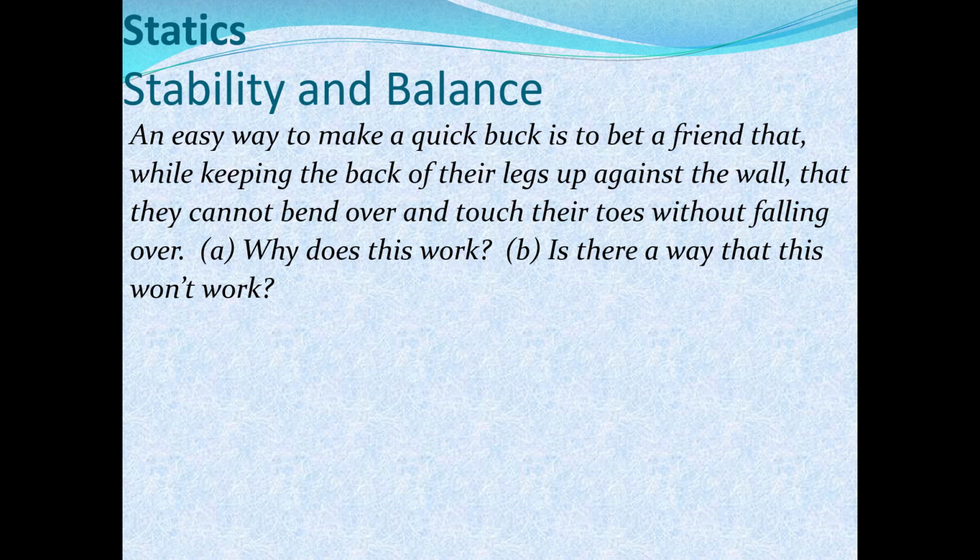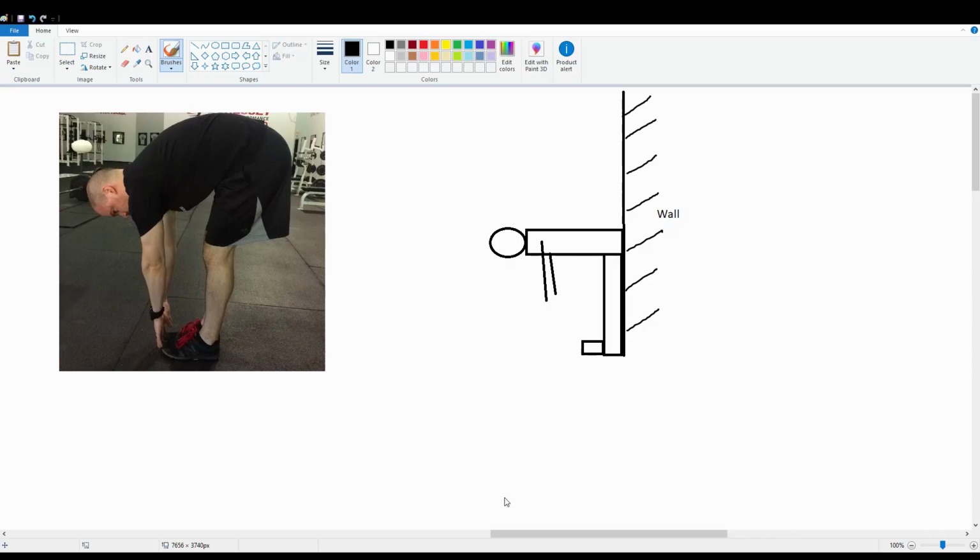So the reason this works is because humans actually have our center of gravity around the middle. So here's my perfect little drawing of a person. So this is the top part of the person, this is their legs, and this is their foot, and this is the wall. Perfect, perfect, perfect. Could have been an artist.